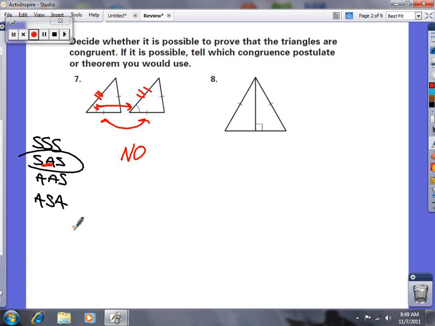8. 8 is a yes or a no. Look, fill it in. If that's 90, that's 90. So here's what we got. I've got a side congruent to a side. An angle congruent to an angle. What else do we have that they didn't give us? You've got this side right here congruent to itself. So here's what I've got: a side and an angle. Can we make this one work?